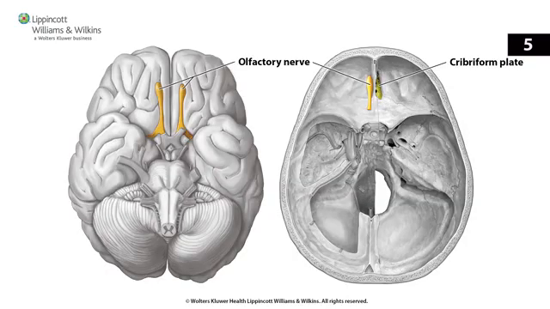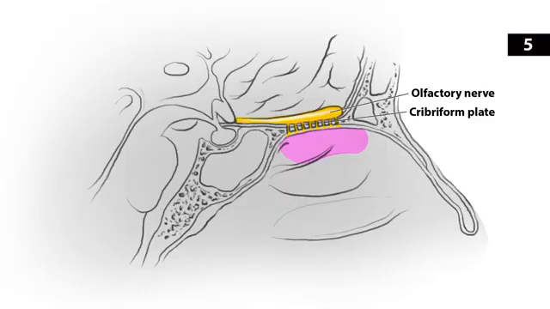Cranial nerve 1 exits the skull at the cribriform plate, sending branches into the nasal cavity. So if there's a fracture of the cribriform plate, that might sever those nerve branches and result in anosmia, or loss of sense of smell. The next several cranial nerves deal with the eyes.